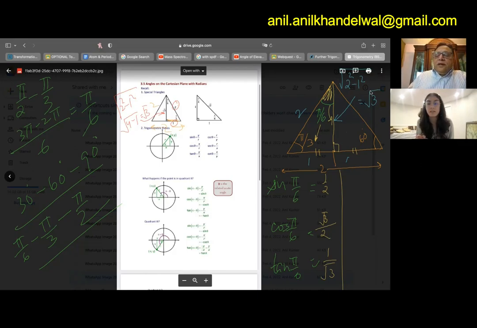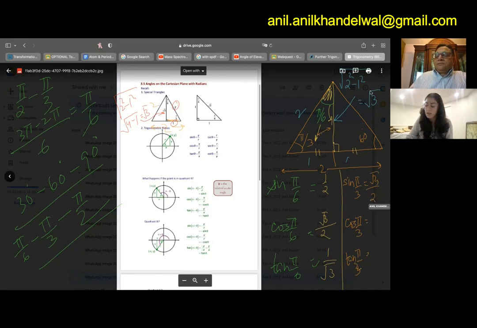Now let us calculate the value of sine of pi by 3. Can you tell me? Pi by 3 is sine 60. Don't convert now. Should I just use my calculator in radians? No, no. Look at the special triangle. Sine of pi by 3 is opposite over hypotenuse, so it's root 3 over 2.